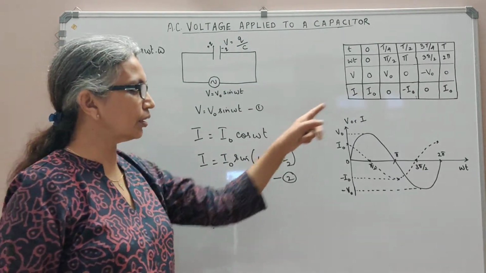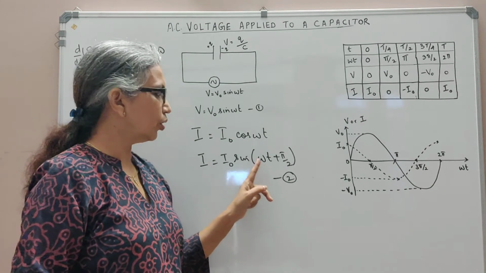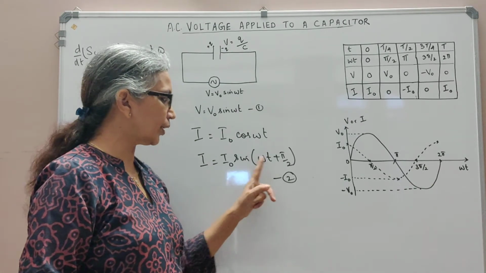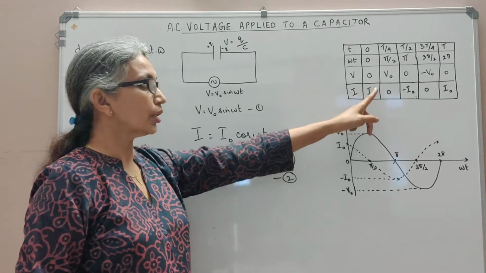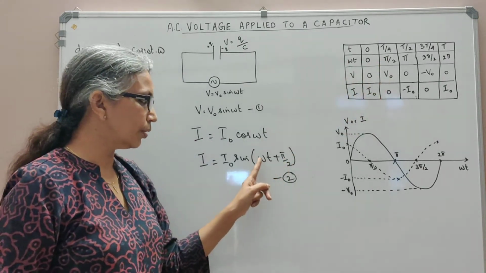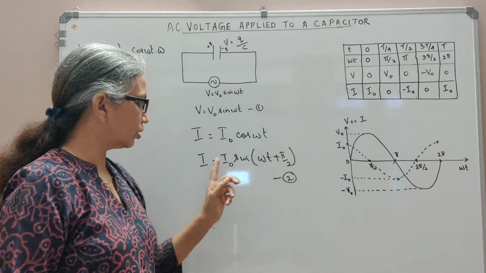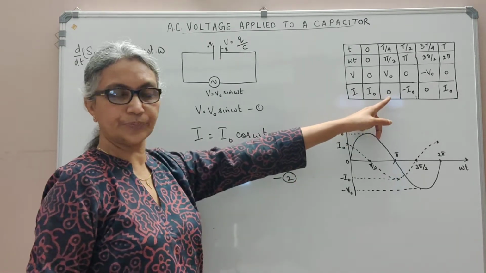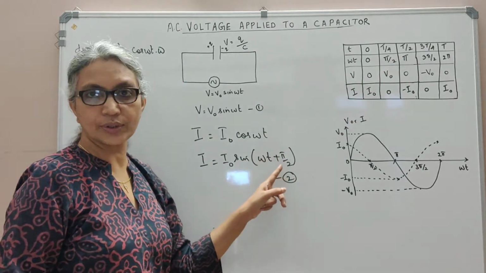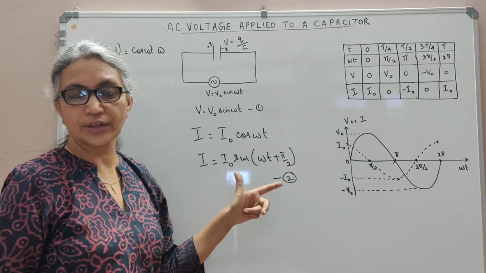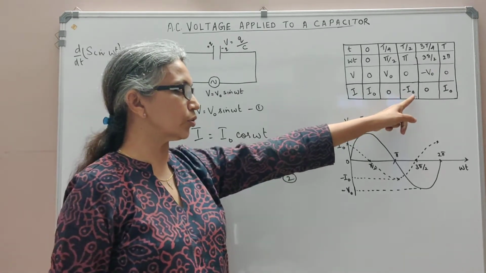To get the current values, we substitute the omega t values in this equation, where omega t 0 would mean sin pi by 2, that's 1, so I is I0. Then when you substitute pi by 2 here, pi by 2 plus pi by 2 is pi, and sin pi is 0, so the current takes 0 value. The next value we need to substitute is pi. Pi plus pi by 2 is 3 pi by 2, which is 270. Sin 270 is minus 1, so we have minus I0.